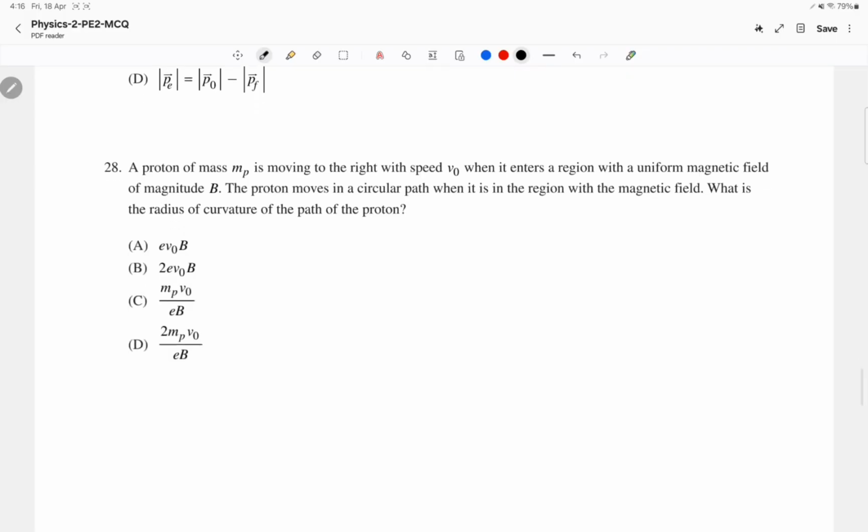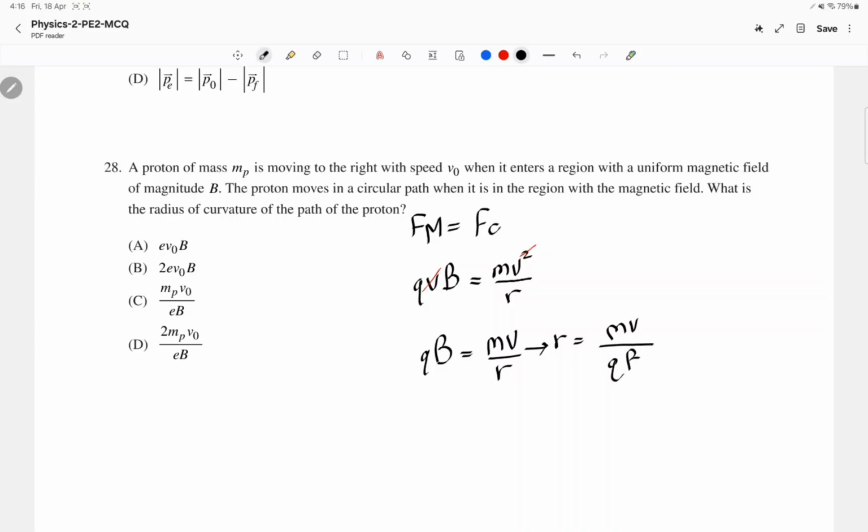28. So the magnetic force is causing a centripetal force. So essentially QvB is equal to mv squared over r. Cancel a v from the v squared. So QB is equal to mv over r. R is equal to mv over QB. So it's choice E. Someone's going to say, what is this E? E just means the Q. It's in your equation sheet. It's called elementary charge.